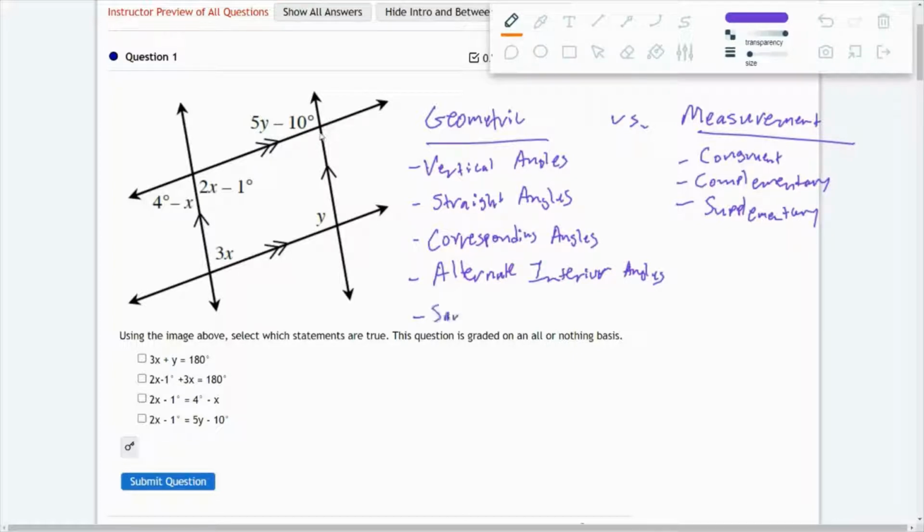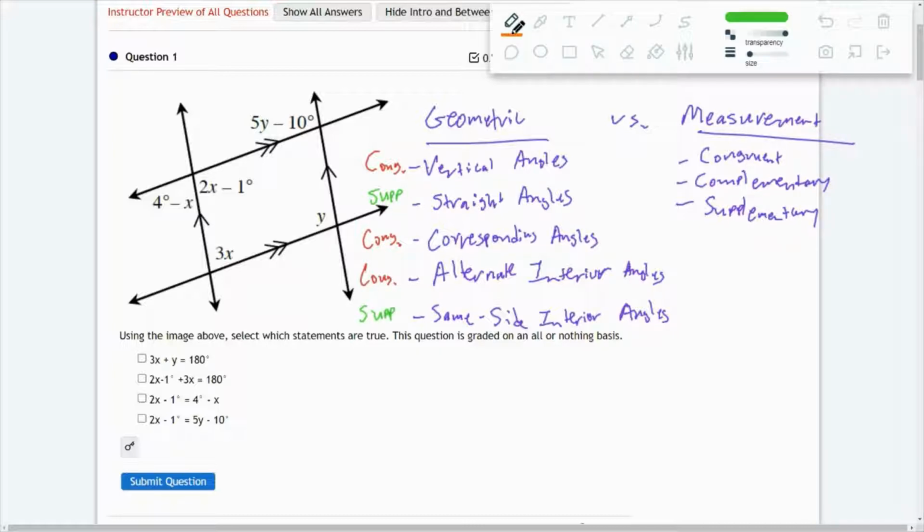And lastly, we have same side interior angles, which, similar to the alternate interior angles, are between the parallel lines. However, this time they're on the same side of the transversal. Something to also keep in mind, I'm going to change the color here just so that we're clear. So with vertical angles, corresponding angles, and alternate interior angles, these are congruent, meaning they are the same angle measure. But for straight angles and same side interior angles, these are supplementary, meaning they add to 180.